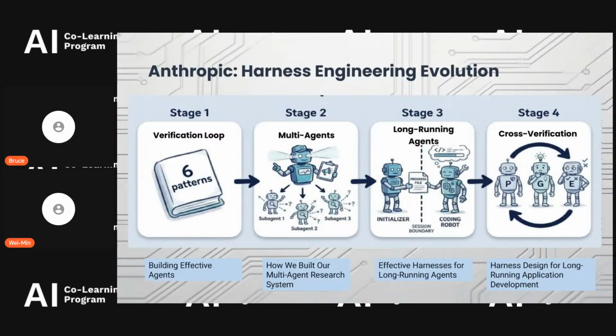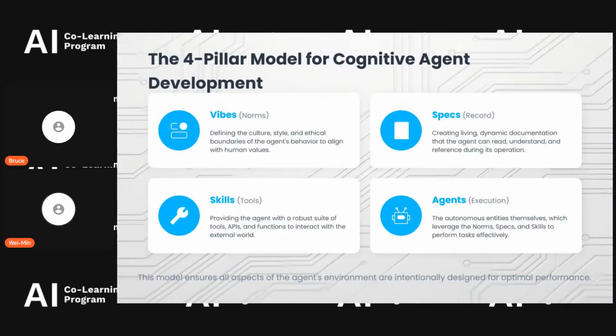to handle this kind of long-running agent problem. And more recently, they realized that during all this process, they need to separate the roles for generation and verification. So the importance of cross-verification in this kind of verification loop is very important. That's another blog post from Anthropic. Of course, harness engineering is still evolving. No matter what, this is very important for cognitive agent development.